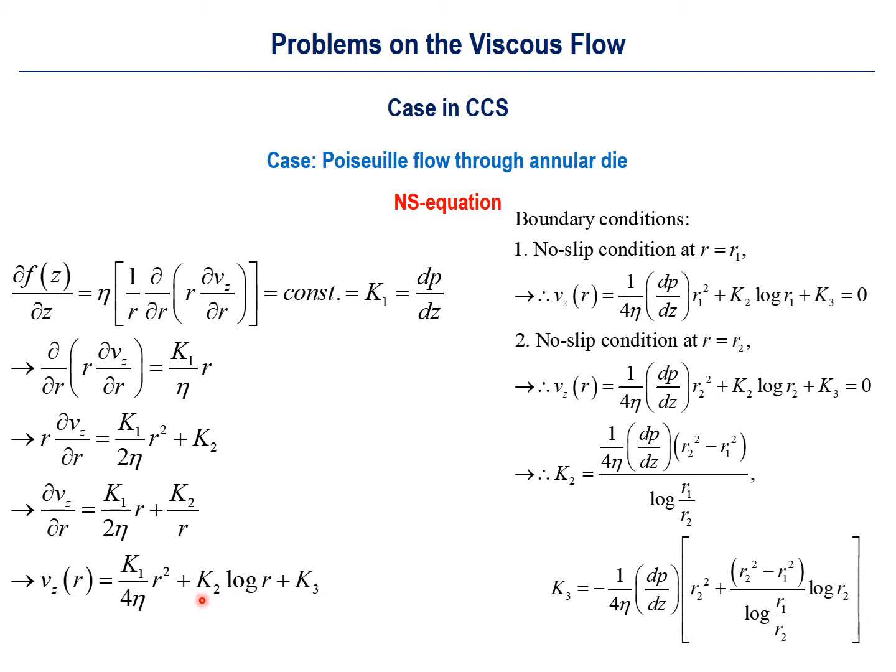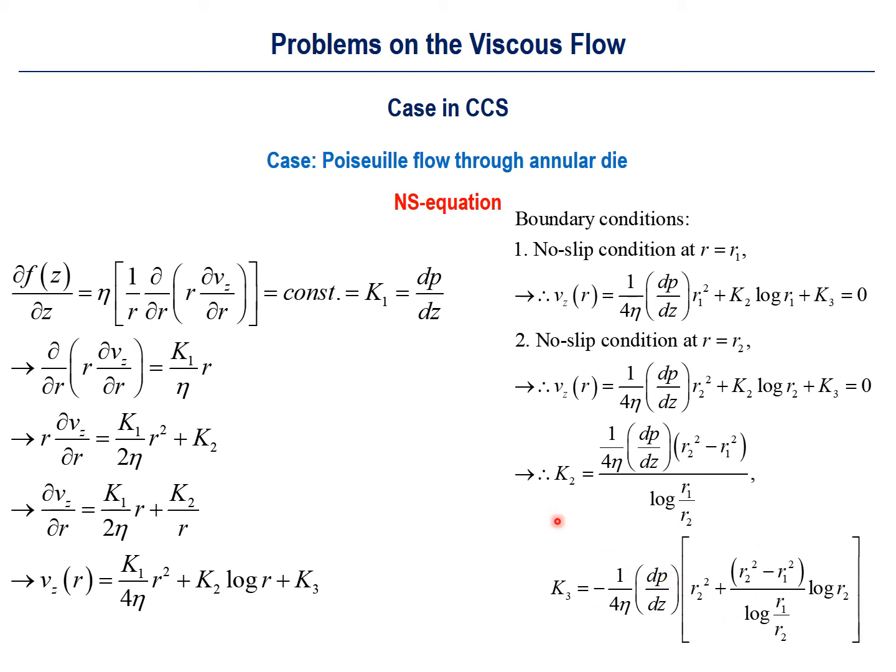To find K2 and K3, we can use the boundary conditions, such as no-slip boundary conditions at the inner surface and the outer surface. Inner surface means that at the position r equal to R1, we can say that Vz is equal to 0. In a similar manner, there is a no-slip condition for the outer surface, which means that at the position r equal to R2, Vz is zero. And using these two equations, we can find the values of K2 and K3 as a function of R1, R2, and the pressure gradient here.